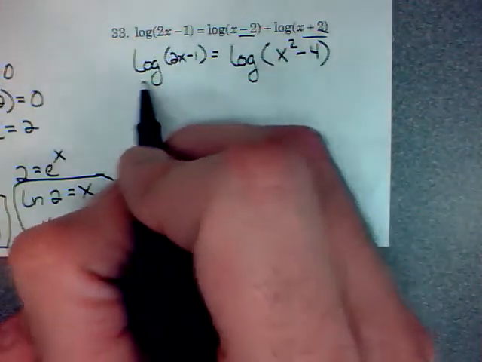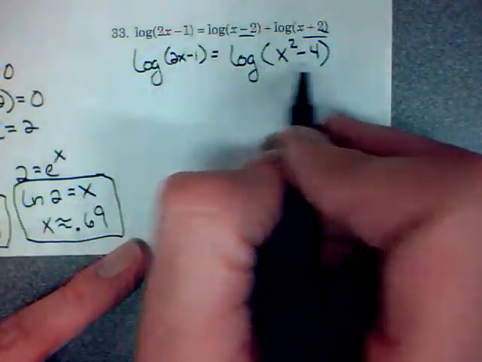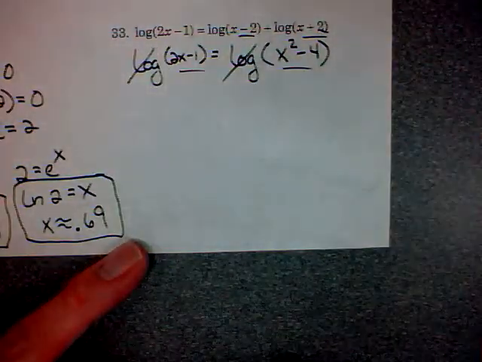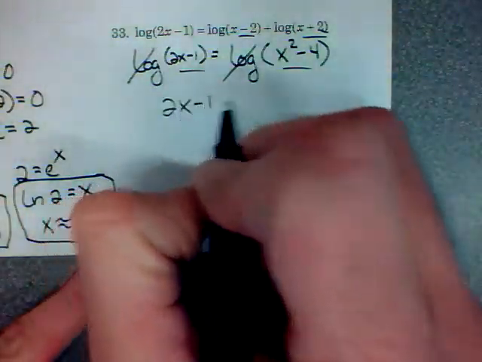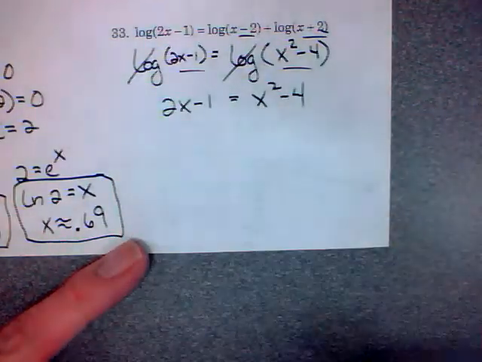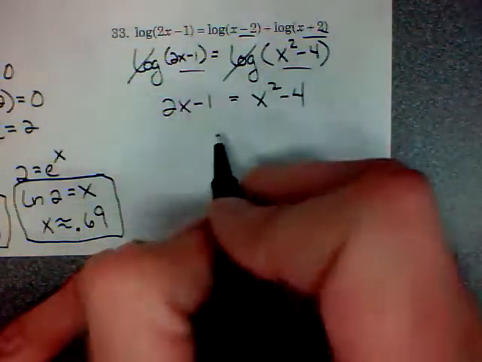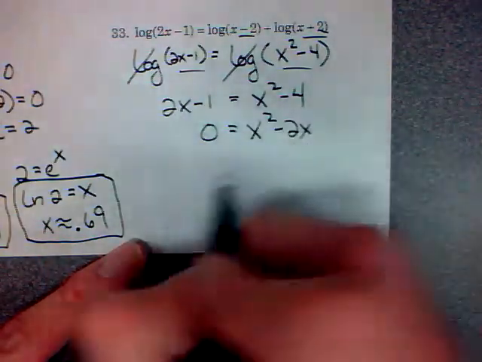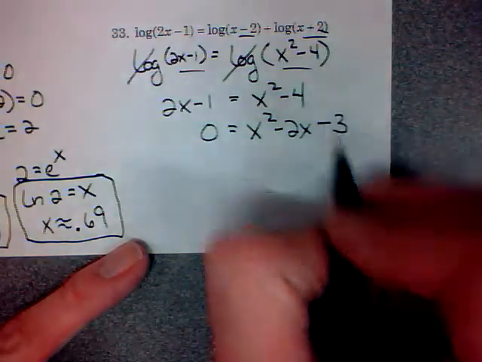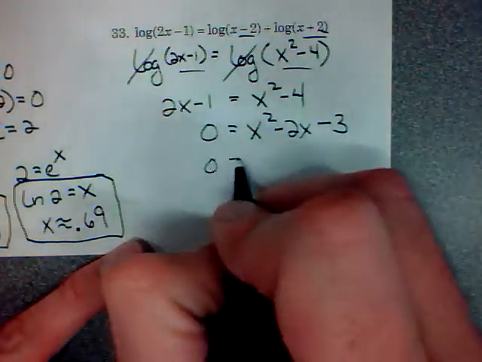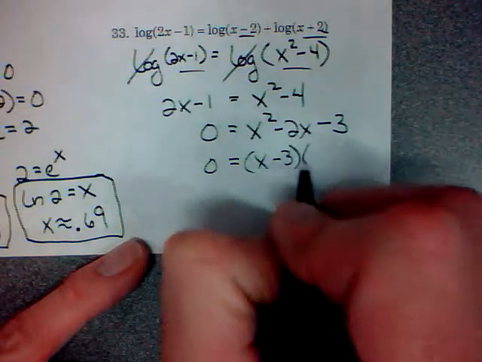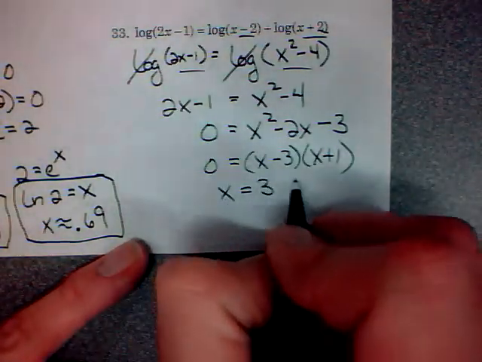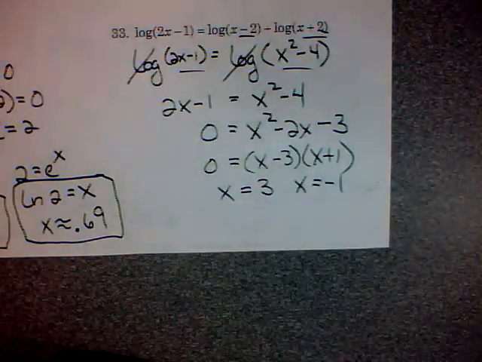And now we have a log of something equals a log of something, which means these two somethings need to be equal, so we can go ahead and drop the logs. So that leaves you with 2x minus 1 equals x squared minus 4. Left with a quadratic set equal to 0. This is x squared minus 2x minus 3. Go ahead and factor this. x minus 3, x plus 1. So your answers for x are 3 and negative 1.